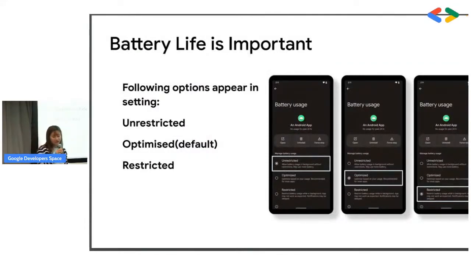In Android 13, battery usage will appear in your app settings, and if you get unrestricted, that means your app is allowed to do a lot of background work. The system will set the default to optimized, which means you can still do background work, but it will be less. The system will provide you more background usage depending on how frequently the user uses your app, and you can expect to get restricted.